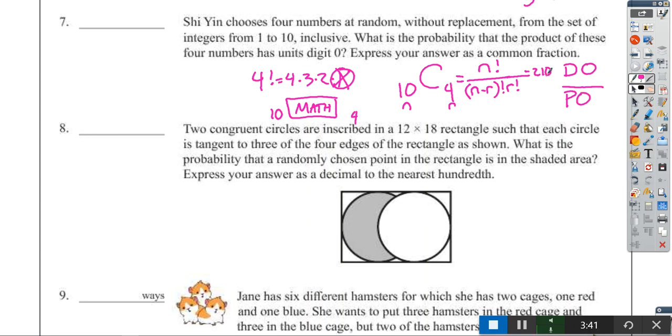Now another way you can do choose is 10 factorial over 6 factorial times 4 factorial, and so you can go from there and eliminate stuff. But we have the graphing calculator, so that's helpful. All right. So that's your crash course in combinations.